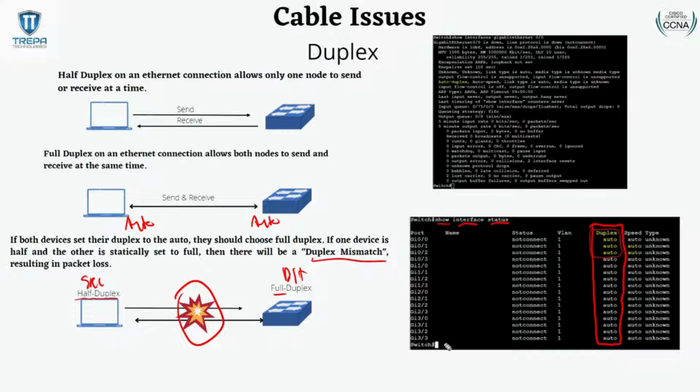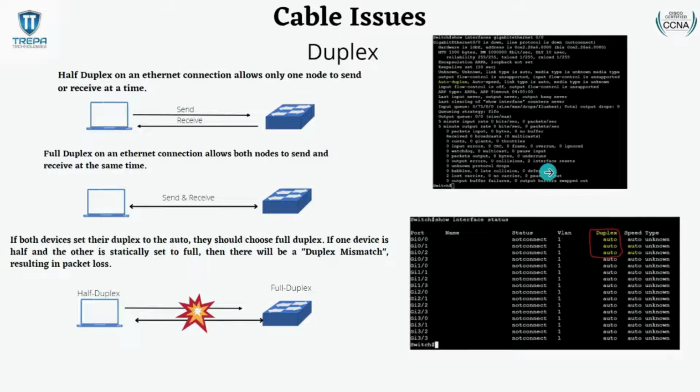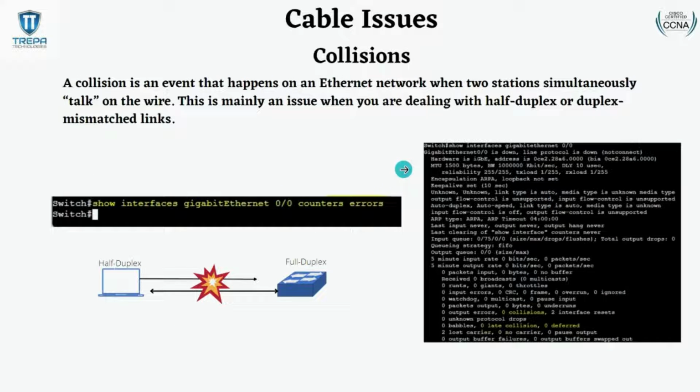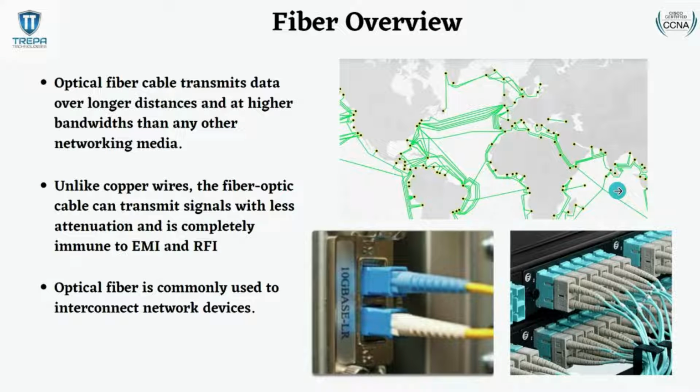That duplex mismatch can come across as a syslog message on your actual CLI if you have your syslog messages turned on. And then we just have collisions. A collision is just an event that happens on an Ethernet network when two stations simultaneously talk on the wire. And this is, again, just an issue when you're dealing with half duplex or duplex mismatched links. So we have collisions.